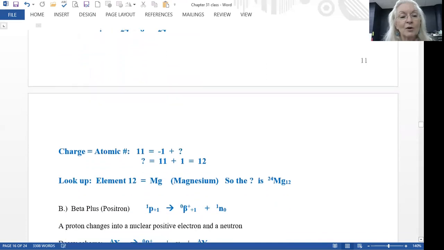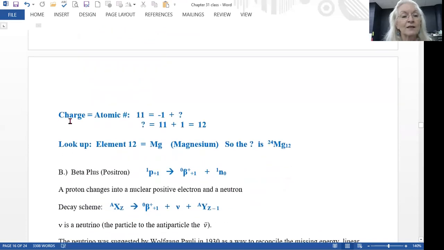The atomic number, the charge, is going to be different. So the atomic number was 11 for the sodium. For the beta minus, it is a -1, and we don't know what the daughter is. So to get rid of the -1 on the right side, you have to add 1 to both sides, which means our daughter has to have an atomic number of 12. When you look up 12 in Appendix A, you find that it's magnesium. So the daughter is magnesium-24.